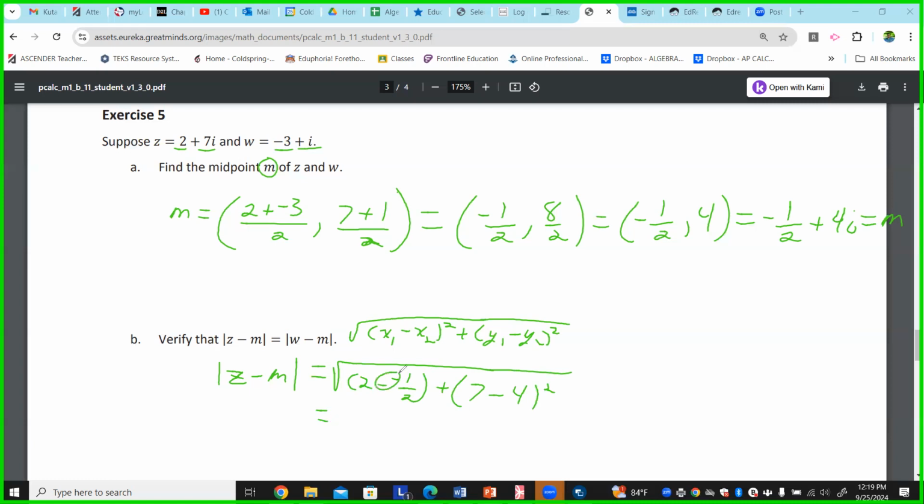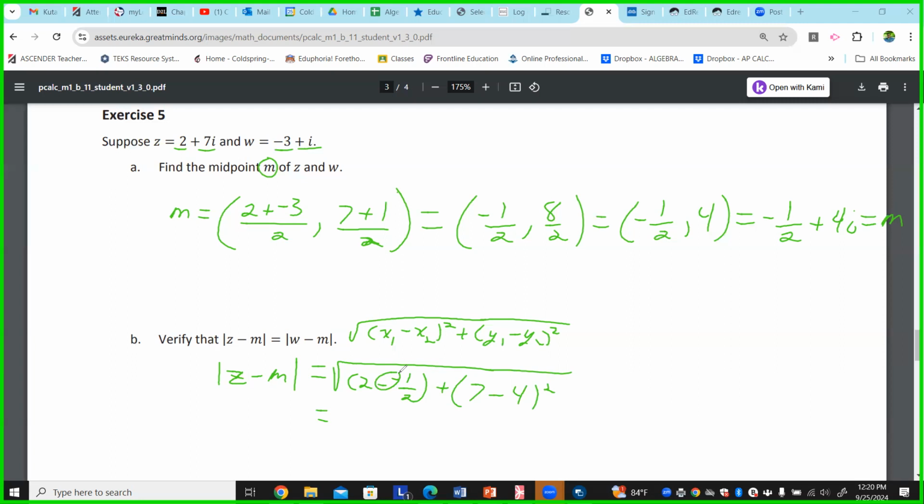Two negatives make a positive. You say you're confused? What did I lose you on? All right, so the ZM is the distance I'm looking for, and then M is what we calculated over here. So I messed up at first and I was looking at W. So I'm going to do my real part. I'm going to take my 2 minus the real part of -1/2, plus 7 minus the Y value or the imaginary part, which is -4. Any other good questions like that?